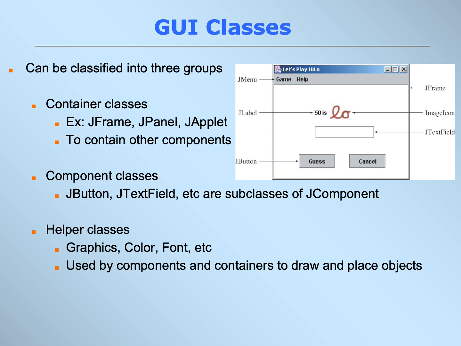In this screenshot over here, JFrame is a container. Inside the JFrame, the JButton and JLabel are the components. The font or the color that is being used are from the helper classes.